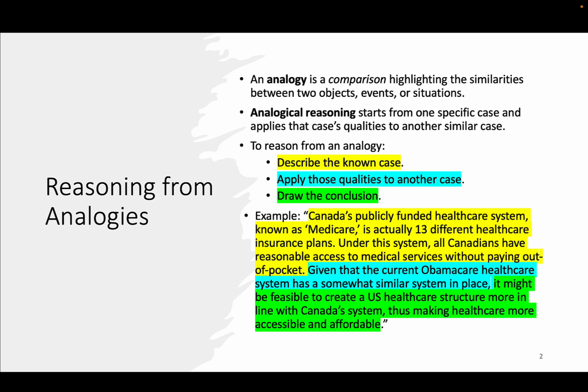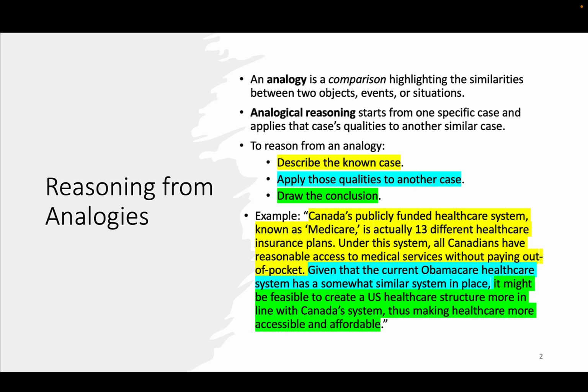So let's say we're arguing for changes in our healthcare system. We could use Canada's healthcare system as an example and say, look, we have some things in common. Maybe we could make ours more like theirs, like this. Canada's publicly funded healthcare system, known as Medicare, is actually 13 different healthcare insurance plans. Under this system, all Canadians have reasonable access to medical services without paying out of pocket. Given that the current Obamacare healthcare system has a somewhat similar system in place, it might be feasible to create a U.S. healthcare structure more in line with Canada's system, thus making healthcare more accessible and affordable.